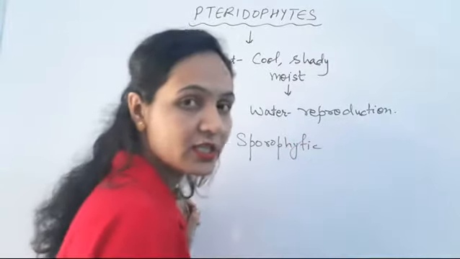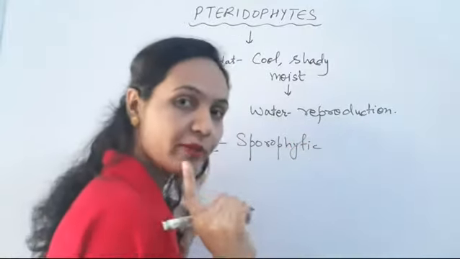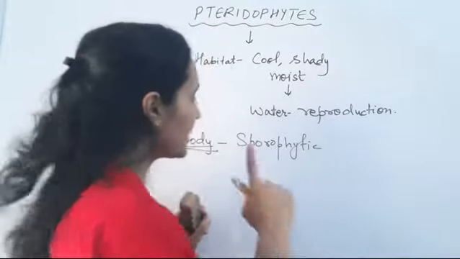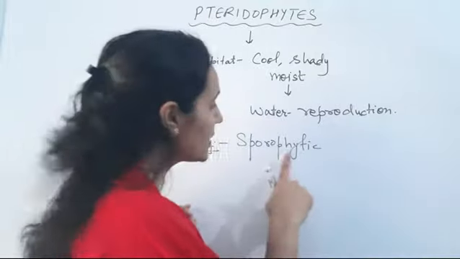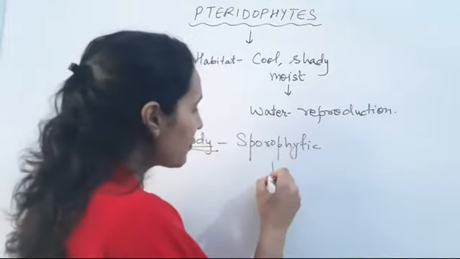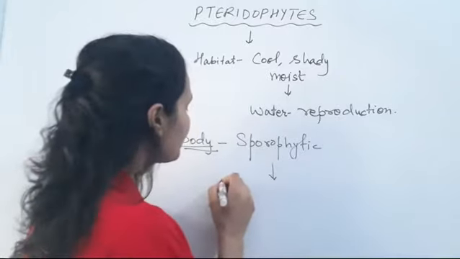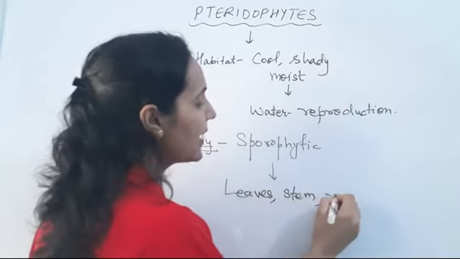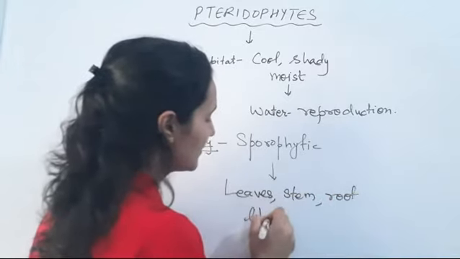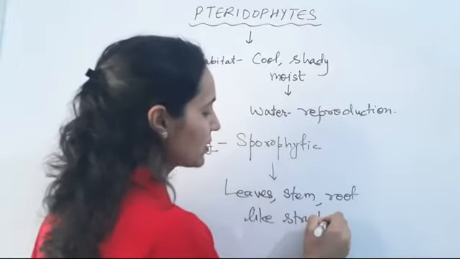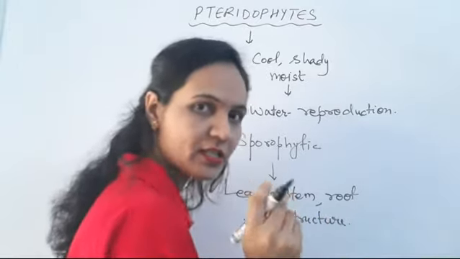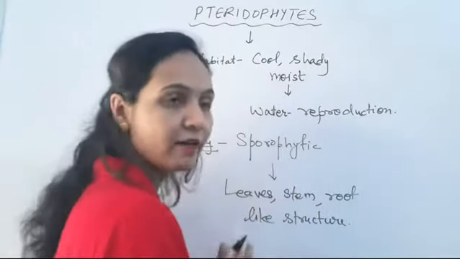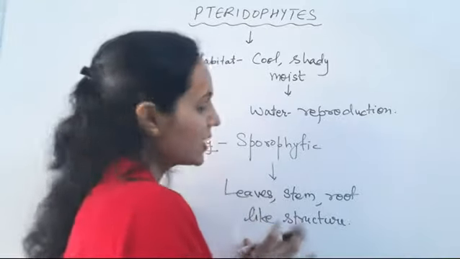The main plant body is sporophytic. But in case of bryophytes, we have seen that the main plant body was gametophyte. But in this case, the main plant body is sporophytic. And this sporophytic plant body has leaf, stem and root-like structures. As we have seen, bryophytes don't have true roots, stems and leaves. But the pteridophytes have root, stem and leaf-like structures.